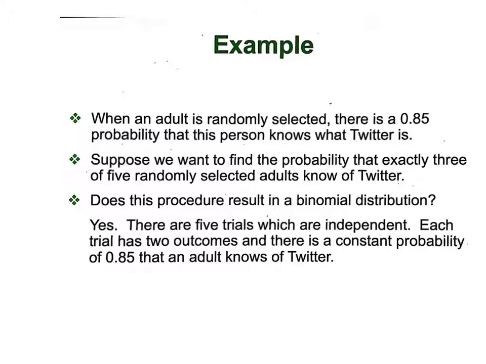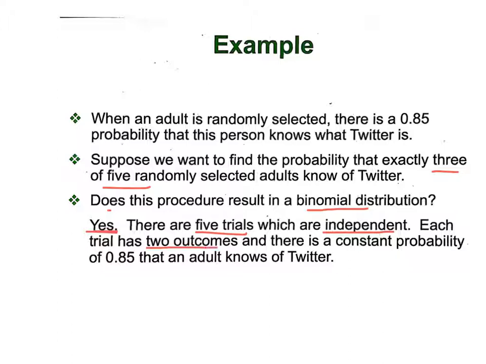Okay, let's look at an example. It says when an adult is randomly selected, there's a 0.85 probability that this person knows what Twitter is, which means there's 0.15 that they don't. Now, suppose we want to find the probability that exactly 3 of 5 randomly selected adults know of Twitter. Does this procedure result in a binomial distribution? The answer is yes. Here's why. There are 5 trials, so there's a limited number of trials. They're independent. If you ask one adult, it has no impact on what the next adult says.